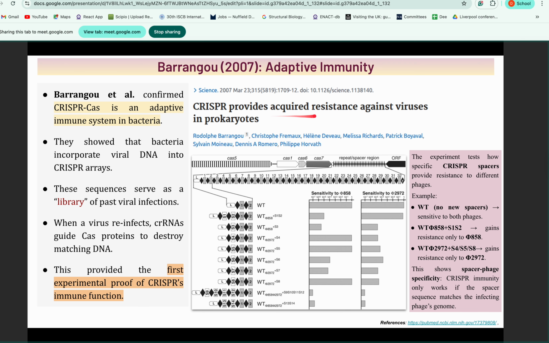So Barrangou did this study in 2007, and it was published. It talks about how CRISPR provides acquired resistance against viruses in prokaryotes. In this, they performed an experiment, and this is just one excerpt from that particular experiment.